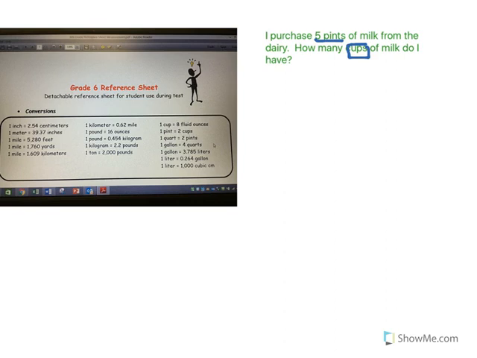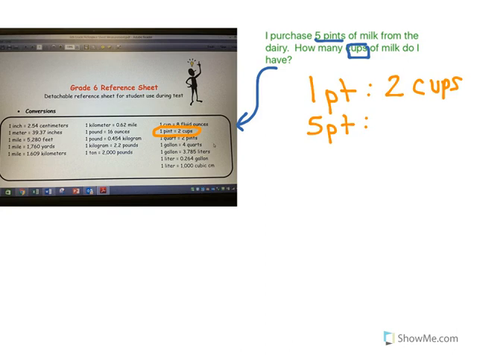Now I don't know this as a fact in my head. Some people might, but I don't know it. So I'm going to go ahead and look at my reference guide. And so I'm looking for pints and cups, and I notice right over here is a pints and cups ratio. So I'm going to write down what I know first. I know that for every 1 pint, I have 2 cups. But I don't want 1 pint, I want 5 pints. And I'm trying to find my unknown, which I will use as a box.